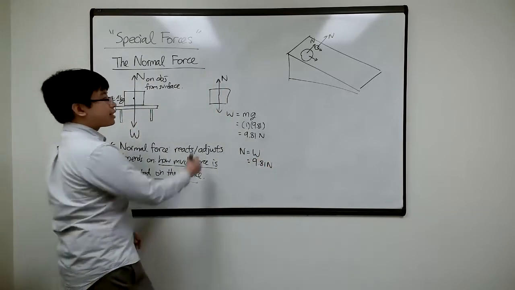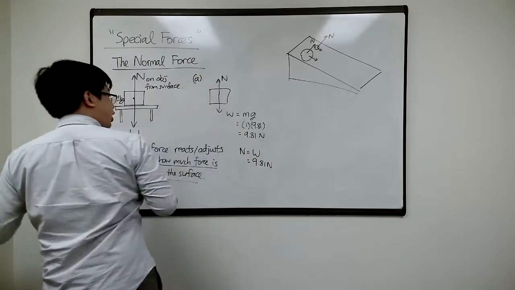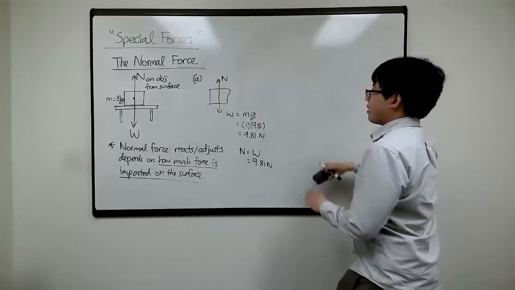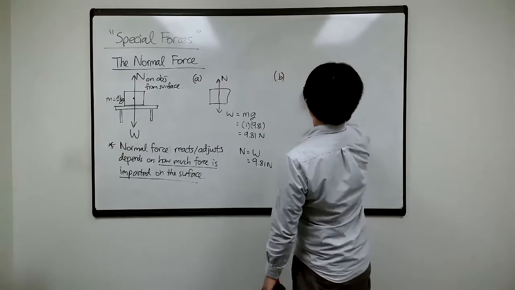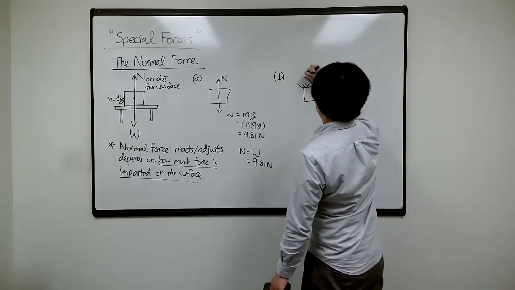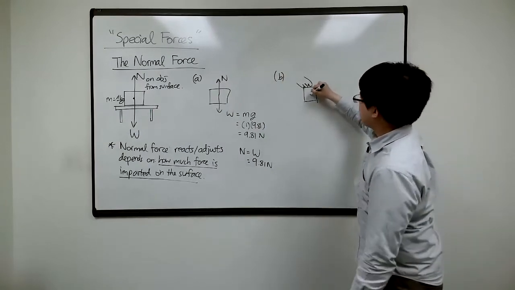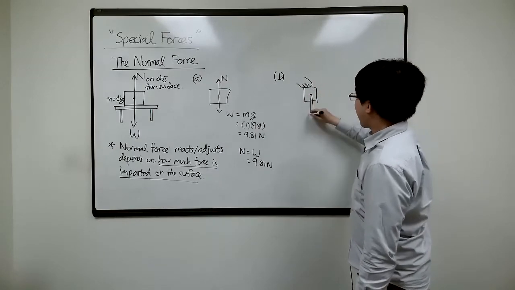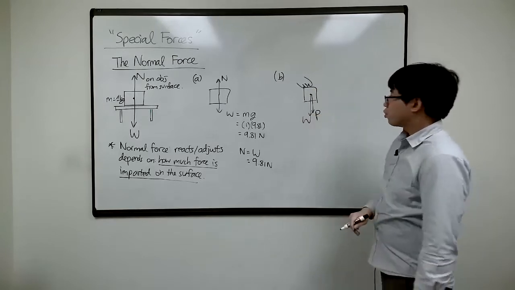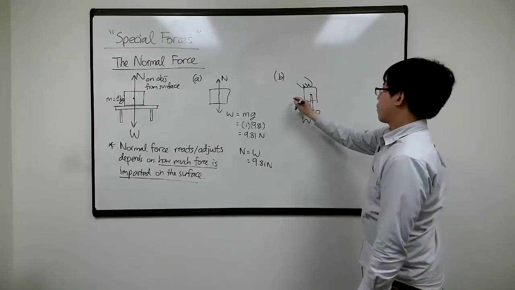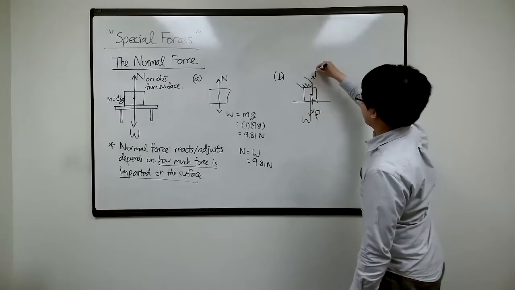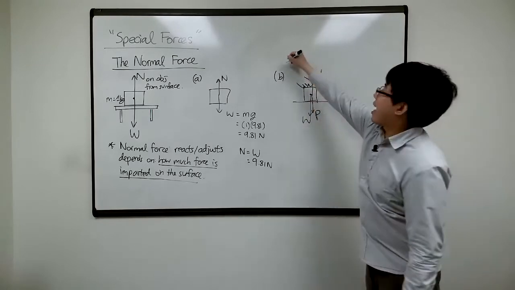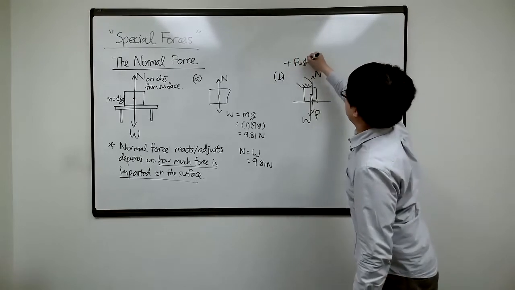Now, if I change the scenario and start adding a pushing force on top of it, so I now push the box downwards, what are my forces? Well, I have a pushing force downwards, I have the box's own weight, and also contact with the table, so the table will produce a normal force. Okay, so this is my free body diagram if I add a pushing force.